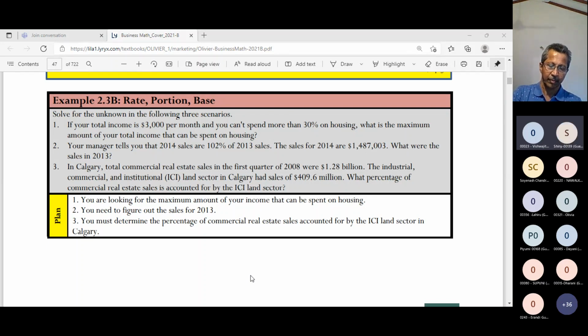So $900. Yes, $900 is correct. 30% of 3,000 is 900. So you can't spend more than that; it is the maximum you can spend on housing. Others, did you understand? I will maybe explain on the board.